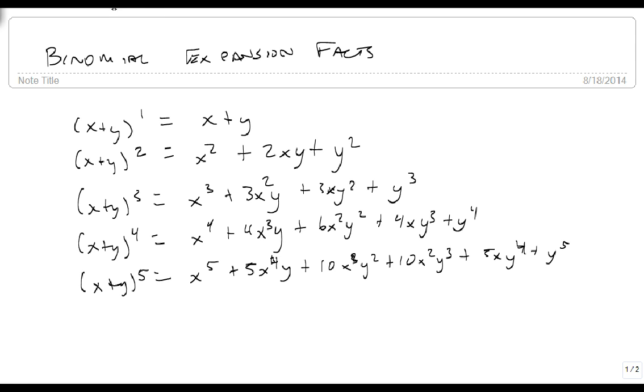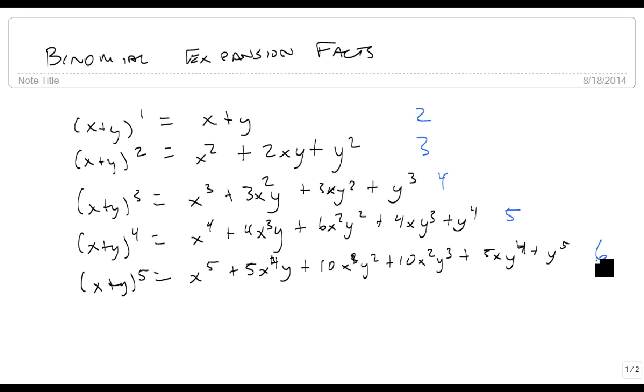So first, let's look at the number of terms. For x plus y to the first, we get 2 terms. For x plus y squared, we get 1, 2, 3 terms. For x plus y to the third, we get 1, 2, 3, 4 terms. X plus y to the fourth, 1, 2, 3, 4, 5 terms. And x plus y to the fifth, 1, 2, 3, 4, 5, 6 terms. So I hope you notice already that there's a connection here.